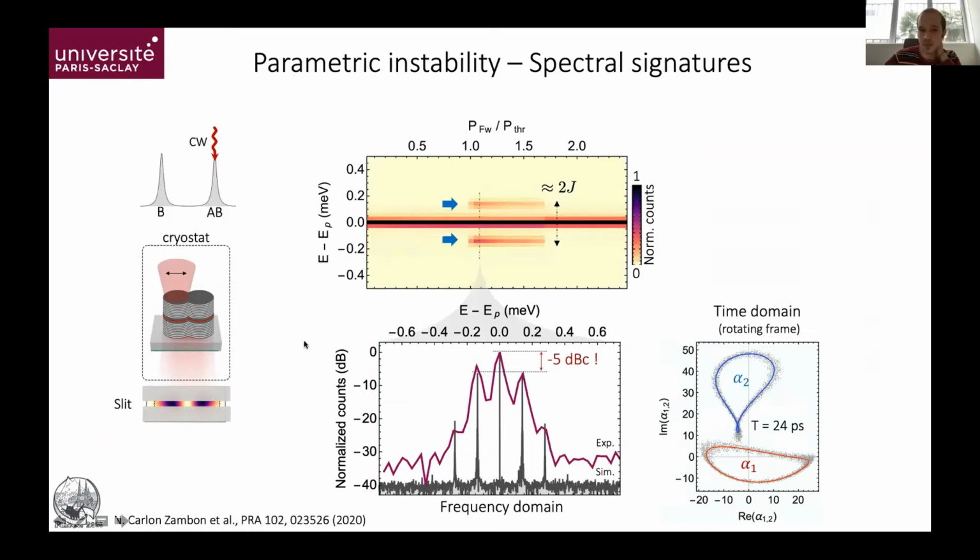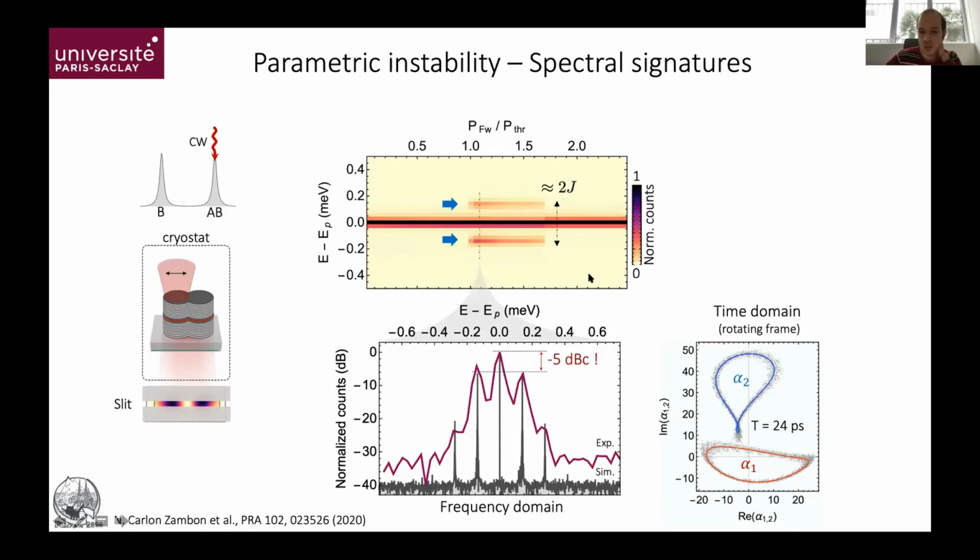In order to further characterize this instability, what we did then was to look at the spectrum of the emission as a function of pump power. And you can see that below threshold, we have a single tone emission. As soon as we reach the threshold for this instability, we have the appearance of two well-contrasted sidebands, which are separated by roughly 2 times the interpillar coupling strength.